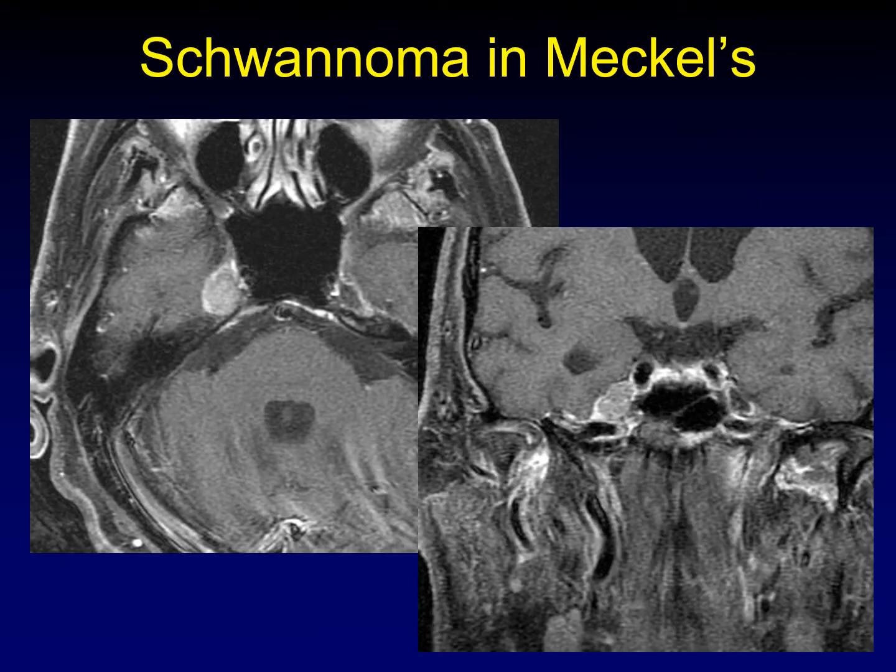Schwannomas can arise in Meckel's cave. Obviously, these are trigeminal schwannomas, or at least a schwannoma of one of the branches, and it has a rounded configuration. Here's the normal Meckel's cave filled with CSF, and here is the expanded Meckel's cave instead filled with enhancing tumor, in this case a schwannoma.